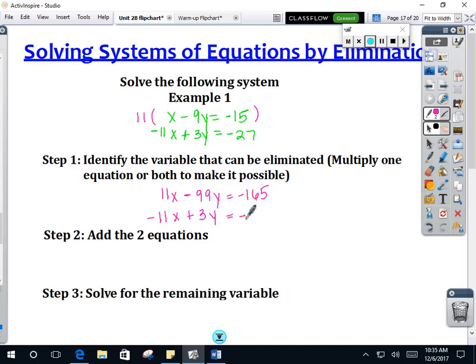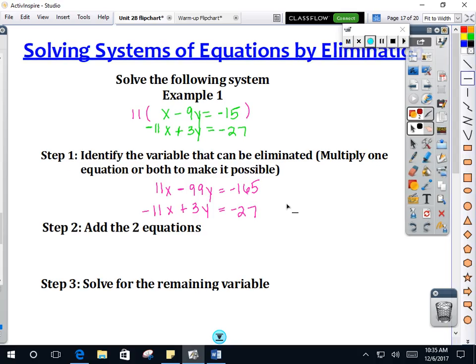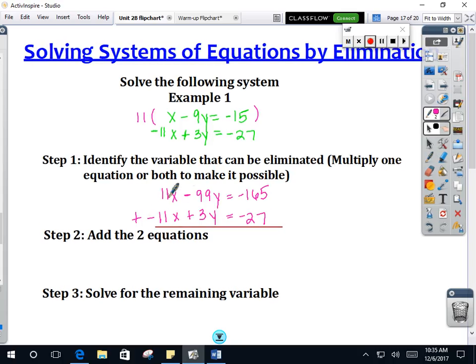Now that we see a variable that can be eliminated because they have the same number but opposite signs, you just simply add them. Okay, which is what I'm going to do. So, what is 11x plus negative 11x? 0x, which does not have to be rewritten, so that's eliminated. What's negative 99y plus 3y? Negative 96y. And then equals, what is negative 165 plus negative 27? Negative 192.